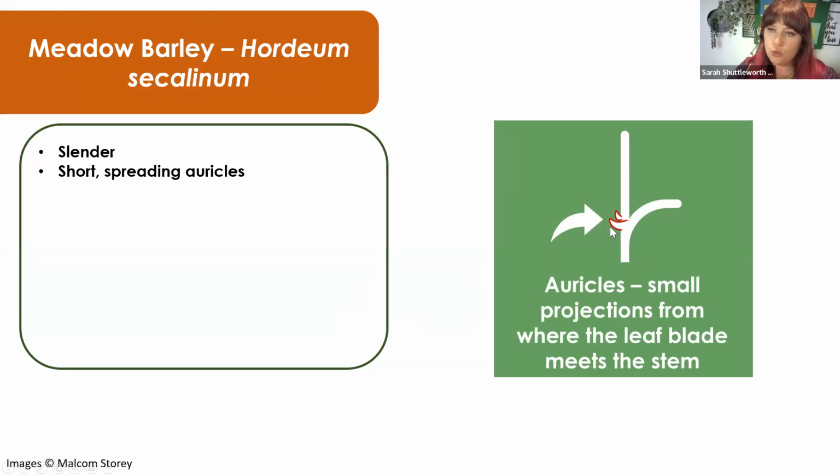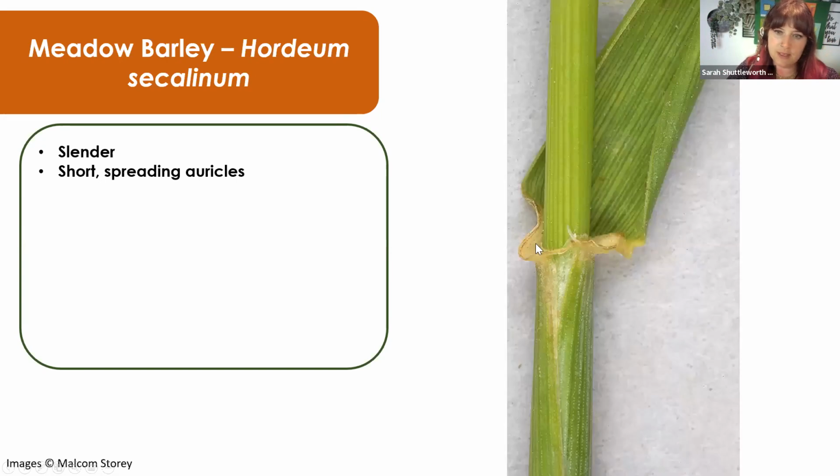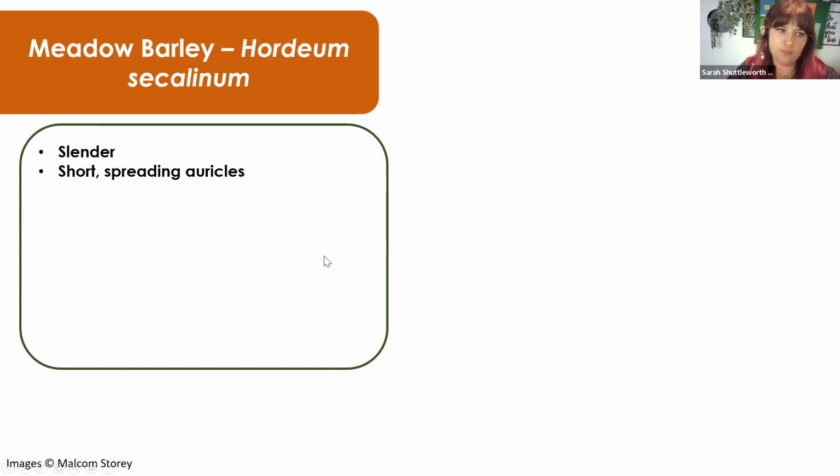Not all grasses have auricles at all, but they're these papery, membranous bits that come out from the edges. And in this image here, you can just about make it out. You've got this long tip here with this wavy edge and another one there. So those are the short spreading auricles.